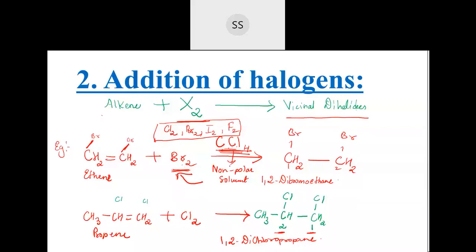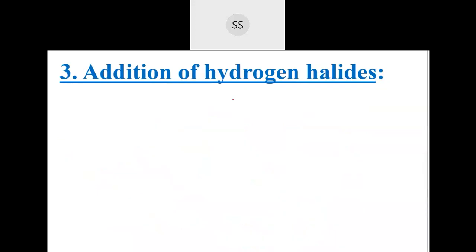When you make an alkene react with a different compound, that is hydrogen halide. Hydrogen halide is nothing but a compound composed of hydrogen as well as halogen, and we represent the halogen as X. So X can be anything. It can be chlorine, bromine, iodine, or even fluorine. But most of the time we don't take fluorine compounds, you know that. So it can be any of these compounds.